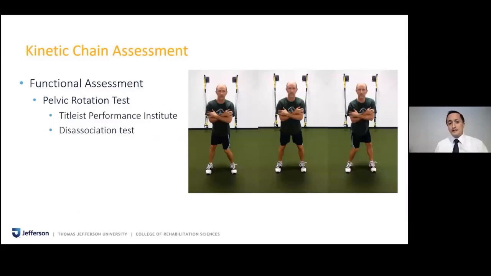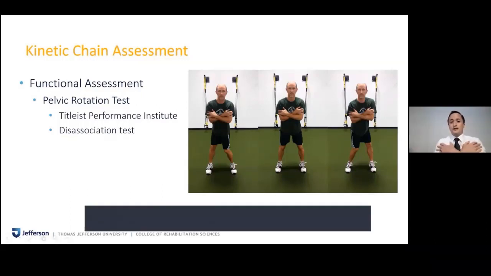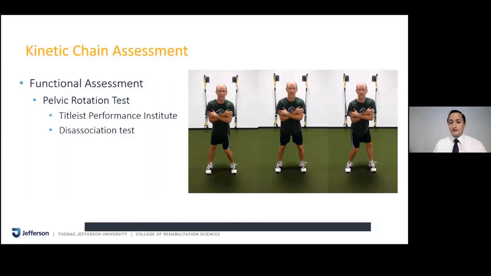So from a kinetic chain assessment here, we really want to make sure that you can disassociate your pelvis from your trunk. Titleist Performance Institute has created this, and this is a common thing in golfers too. Golfers, hitters, everybody needs to be able to disassociate their pelvis and their trunk, and that's in all these sports. This is where energy creation comes from, a big part of it. So they have this disassociation test. Essentially you're going to stand here, cross your arms, and keep your trunk stationary while you rotate back and forth through your pelvis, right? And that's really the test. Can you do that, right?